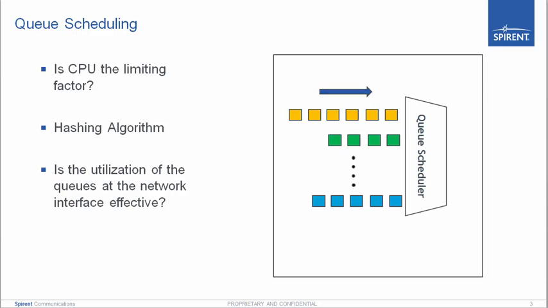Now, if the hashing algorithm utilizes only IP addresses and port numbers, then if the flows are based on MAC addresses, is there effective utilization of the queues? And is the network interface bandwidth a limiting factor for the forwarding performance of the vSwitches or the NFV environment?